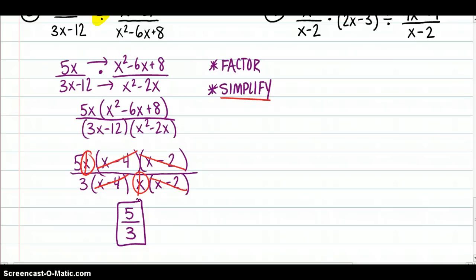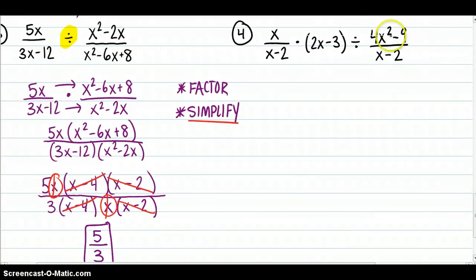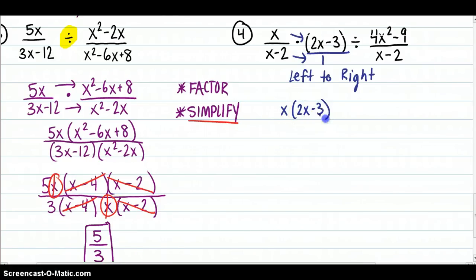Alright, hopefully we're doing good so far. Let's get through one more so that we can feel confident going into class tomorrow. In number 4, it's a little bit more complicated. If you ever have multiple expressions, it's still the same general idea. Just make sure you go left to right in simplifying them. We know that this 2x minus 3 is really over 1. So now I can multiply these two fractions: x times 2x minus 3, divided by x minus 2 times 1, which is just x minus 2.